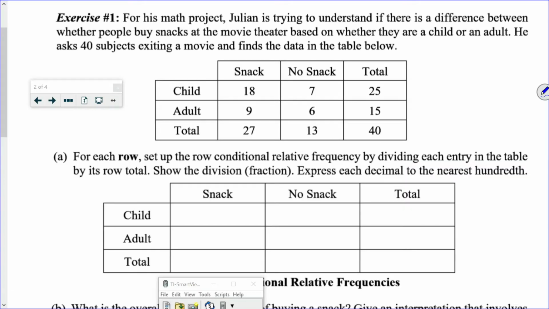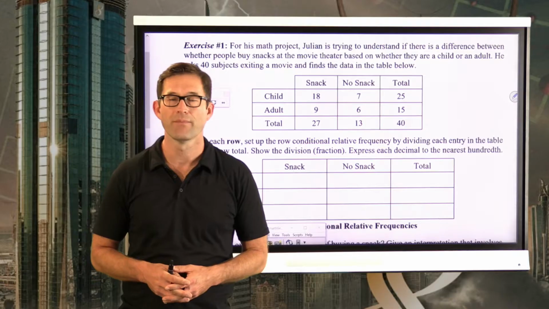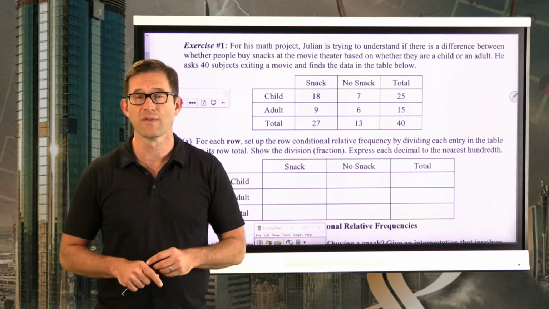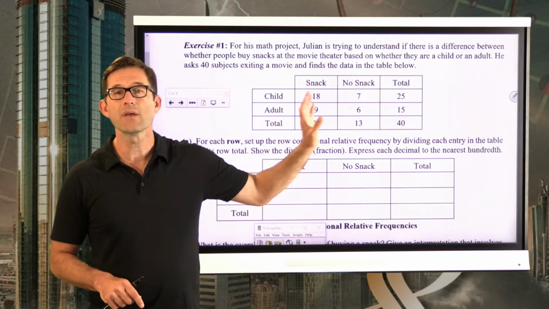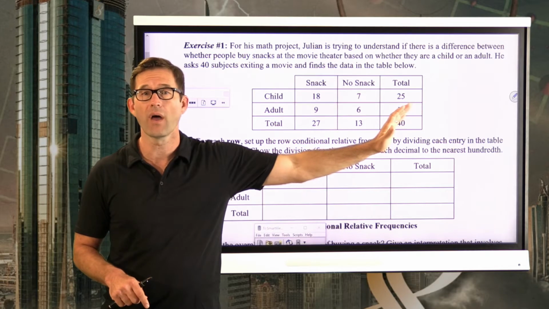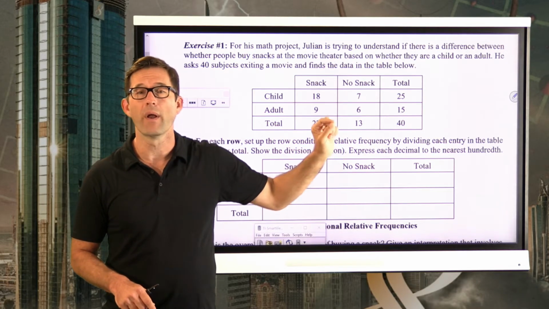For each row, set up the row conditional relative frequency by dividing each entry in the table by its row total. Show the division or fraction, and express each decimal to the nearest hundredth. Okay, so let me show you what we're going to do and then I'll have you do much of the table yourself. Every single entry in this table, all 9 of them, I'm going to divide by whatever the row total is.